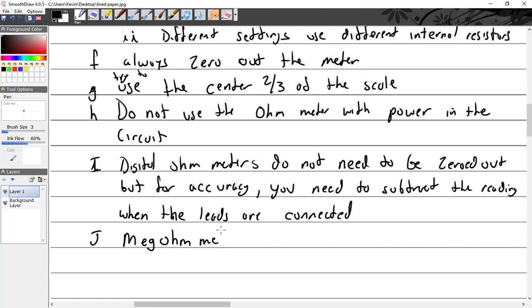Megohmmeter. One word. They are used to measure very high values of resistance.